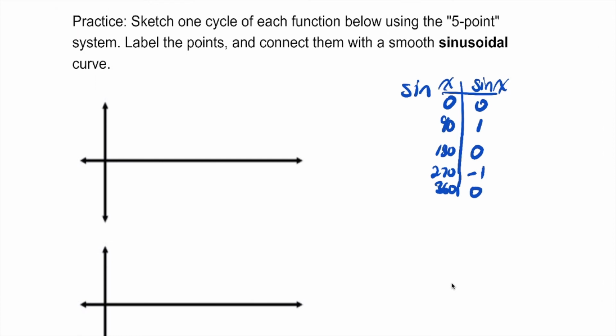So notice that the x values are broken up into 4 equal parts, or 4 values that are exactly 90 degrees apart. So in our graph, let's make 4 ticks that are exactly the same distance apart. And we're going to get used to this pattern. Hopefully you kind of remember it.